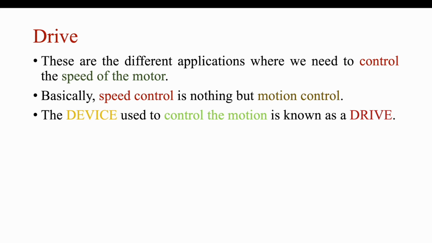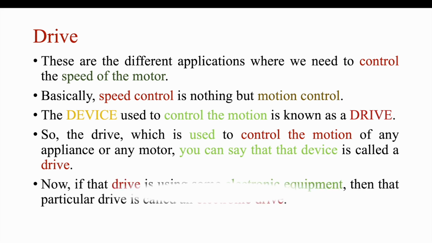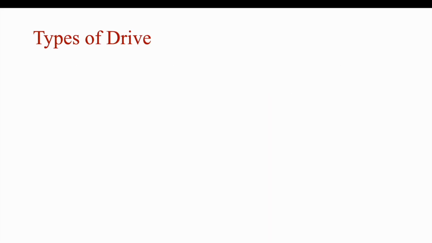जो डिवाइस मोशन को कंट्रोल करने के लिए यूज़ होती है या स्पीड को कंट्रोल करने के लिए यूज़ होती है, सो दैट डिवाइस, द नेम ऑफ दैट डिवाइस इज़ बेसिकली द ड्राइव. So the drive which is used to control the motion of any appliance or any motor, you can say that device is called a drive. Now if that drive is using some electronic equipment, then that particular drive is called an electronic drive.